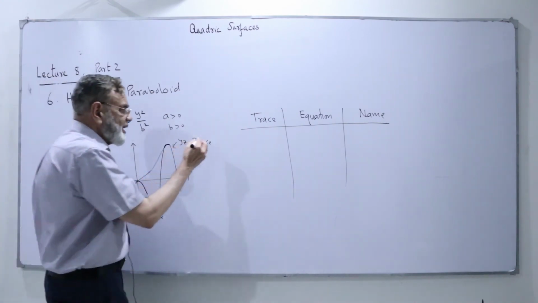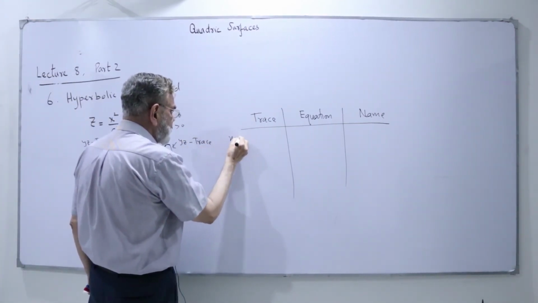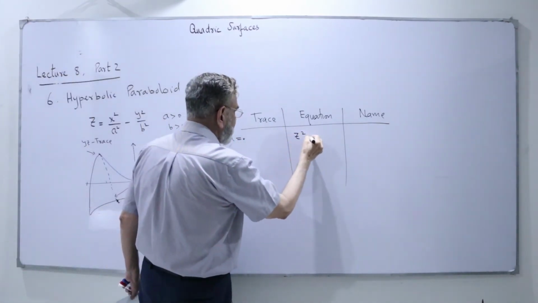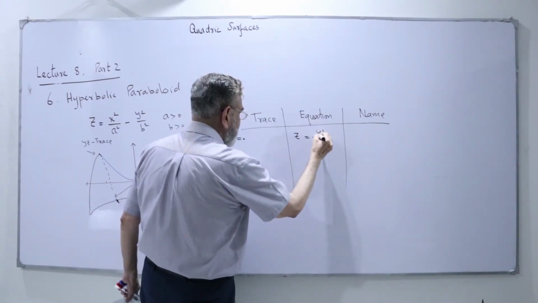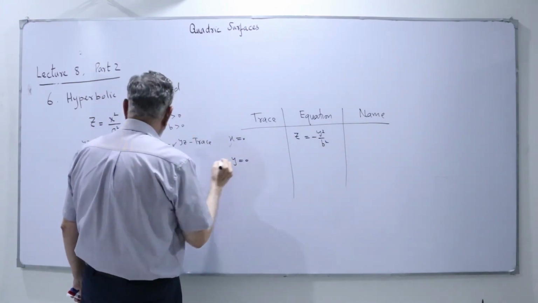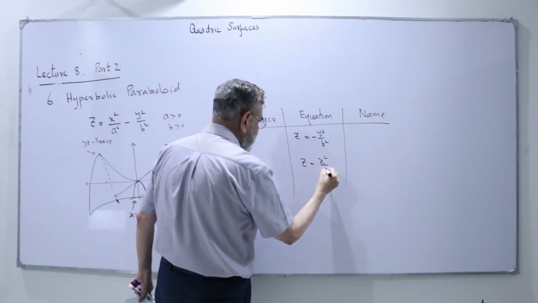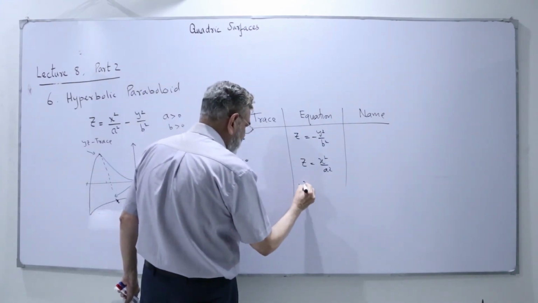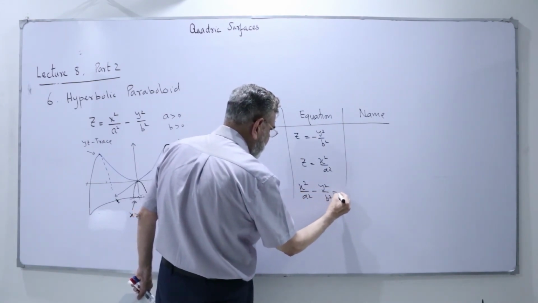Now if you take the trace, we take here z equal to 0. Sorry, we take x equal to 0 as we are doing. We take x equal to 0. When we take x equal to 0, this is 0. We get here z is equal to minus y square over b square. Then I take here y equal to 0. Y equal to 0 gives me z equal to x square upon a square. I take z equal to 0. I get here x square over a square minus y square over b square equal to 0.